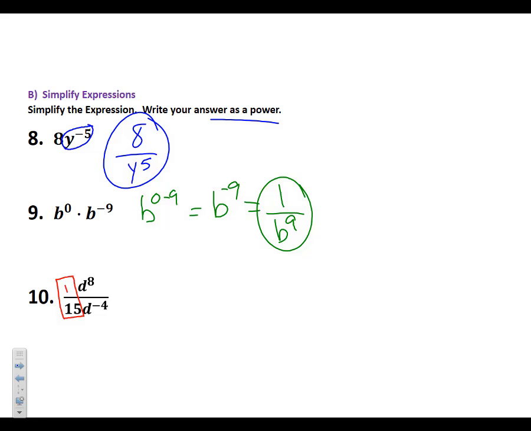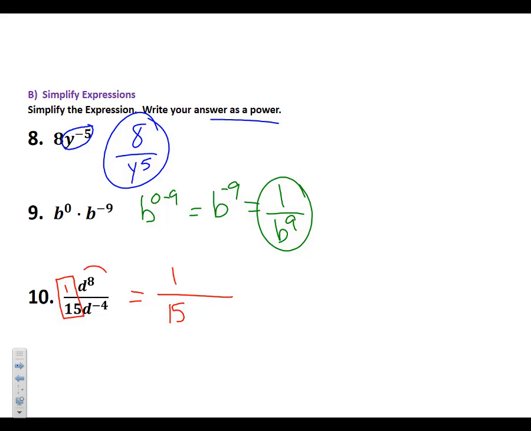We're always going to take the coefficients and simplify those first if we can. And 1 over 15, well, that's already simplified. So 1 over 15. The reason I'm writing the 1 is because I want to hold my numerator place. If I get something else up there and can get rid of the 1, I will. But right now, I'm not.